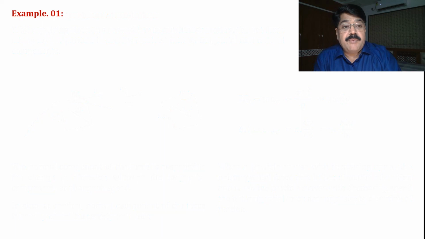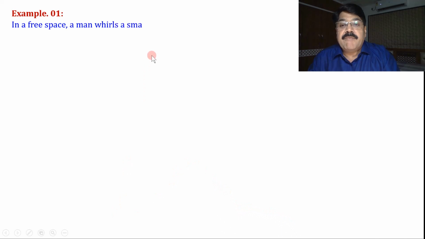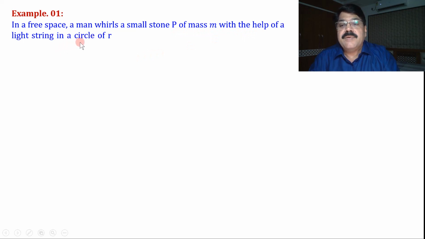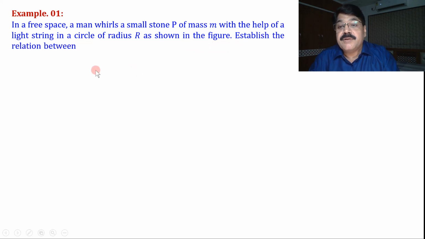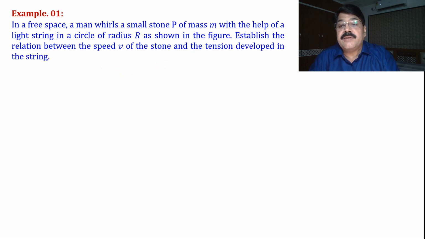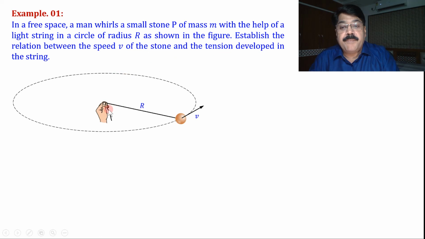So example 1. Whatever we have revised so far, with the help of these things, we can solve any problems on circular motion as well as on curvilinear translation. So let us start with a very simple example. In free space, a man whirls a small stone P of mass m with the help of a light string in a circle of radius r as shown in the figure. Establish the relation between the speed v of the stone and the tension developed in the string. So what is the situation here? The man is holding the thread at this end and whirls the stone.